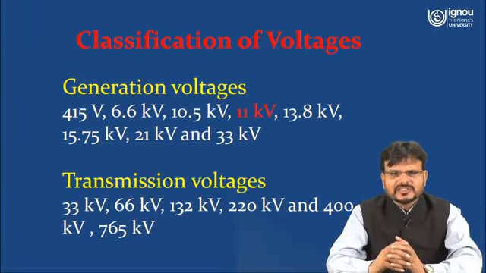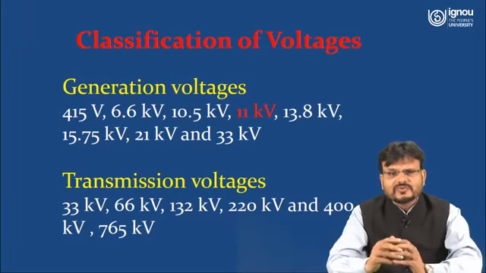And transmission voltage may be of different ratings. It may be 33 kV, 66 kV, 132 kV, 220 kV, 400 kV and 765 kV. That is the highest transmission voltage. And in the previous lecture I discussed why the transmission is done at very high voltage.